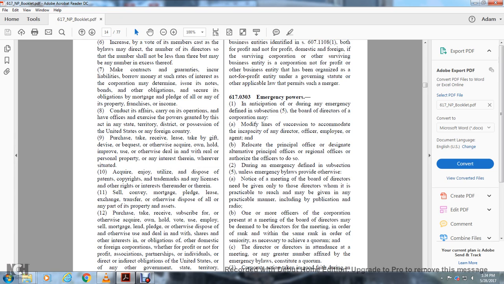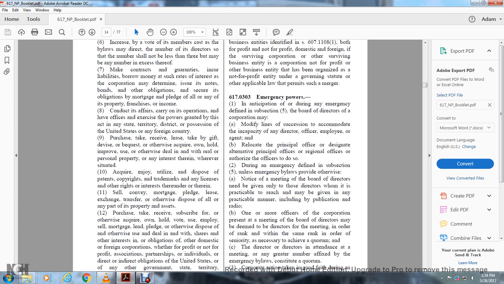617.0303 Emergency powers. In anticipation of an emergency, defined in subsection 5, the board of directors of the corporation may modify lines of succession to accommodate the incapacity of any director, officer, employee, or agent. Relocate the principal office, or designate alternative or regional offices, or authorize officers to do so during the emergency defined in subsection 5, unless the emergency bylaws provide otherwise.